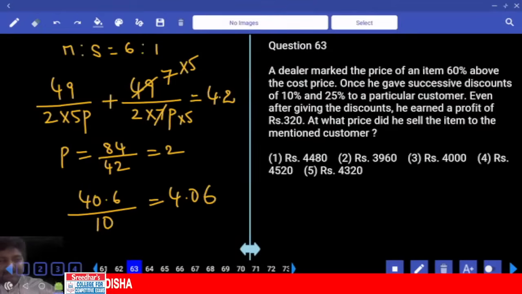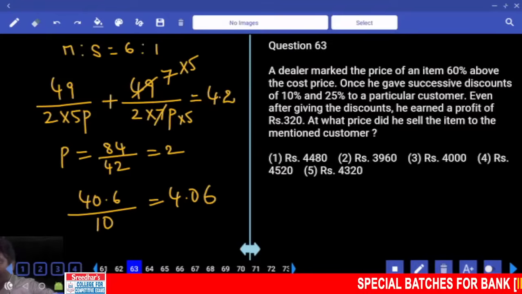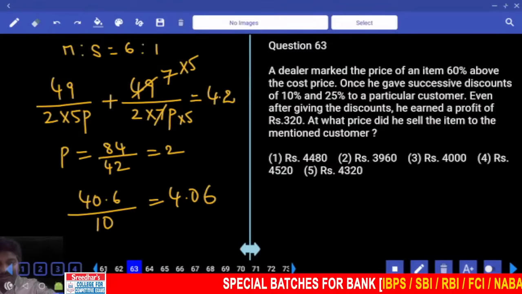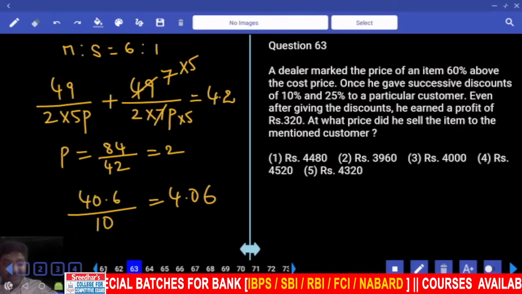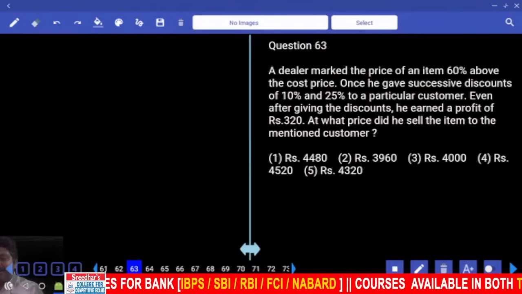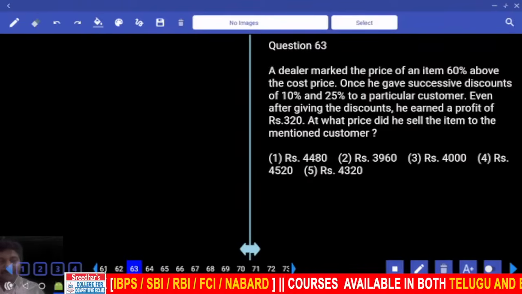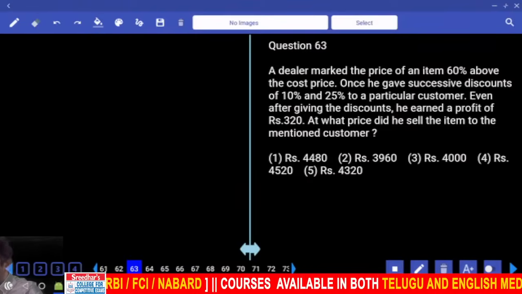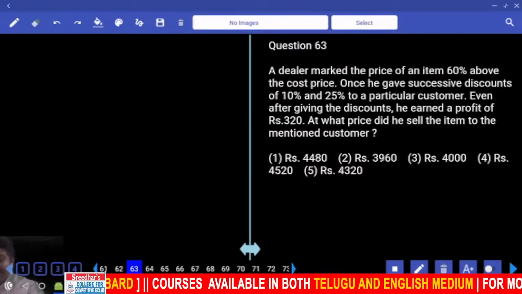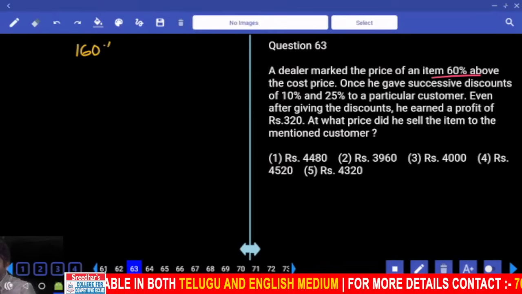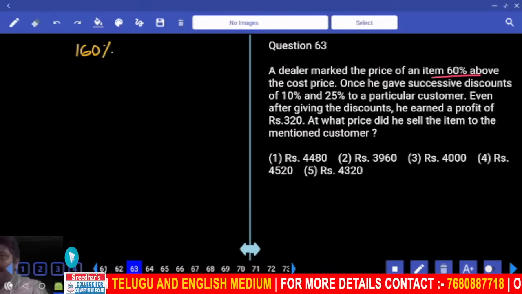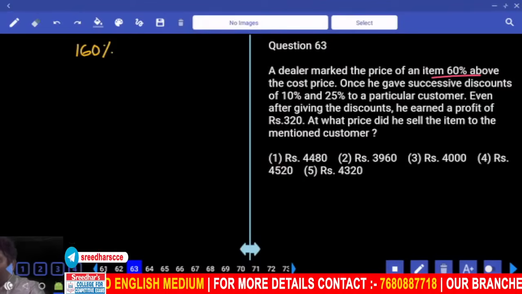A dealer marked the price of an article 60% above the cost price, and once he gave successive discounts of 10% and 25% to a particular customer. Even after giving the discounts, he earned a profit of 320. At what price did he sell the item to the mentioned customer? Finally, what is your question? Cost price or selling price or market price? Selling price. Market price is 60% above the cost price, so that is 160%. How many discounts were given? What are they? 10 and 25.